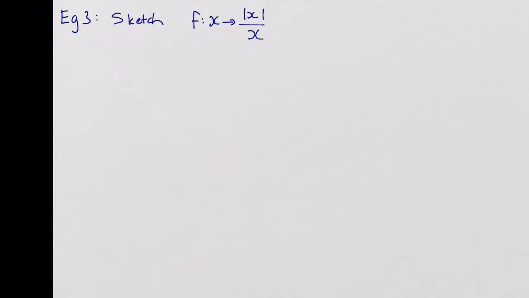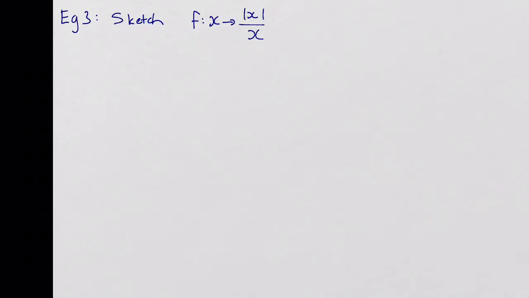Example 3: sketch f maps x onto the absolute of x divided by x. So don't get confused with the notation. Remember, this is just a different form of expressing the equation as opposed to functional notation, but it means the same thing. Again, it's a non-standard formula here, so we have to apply the definition. We shouldn't just draw this by inspection.